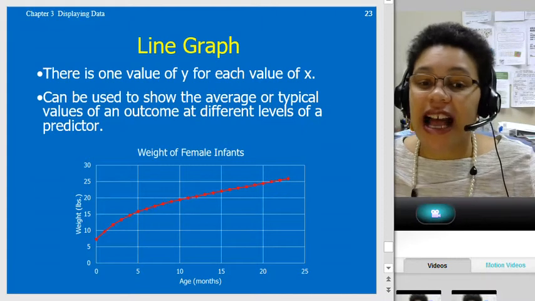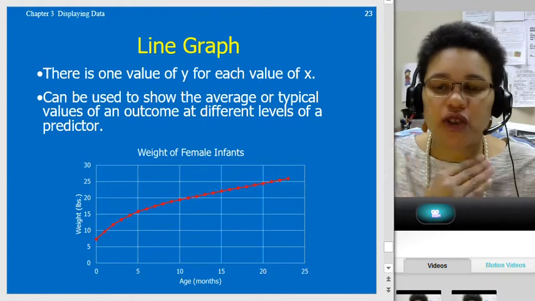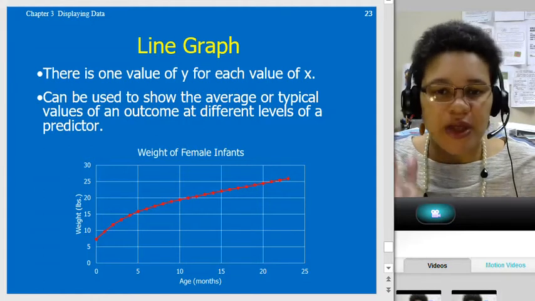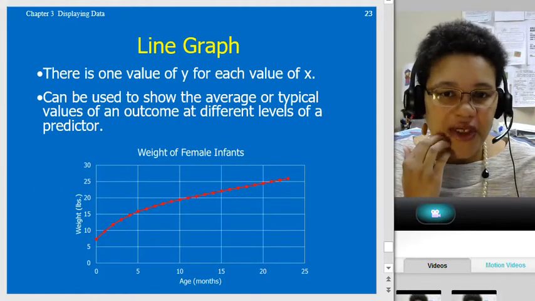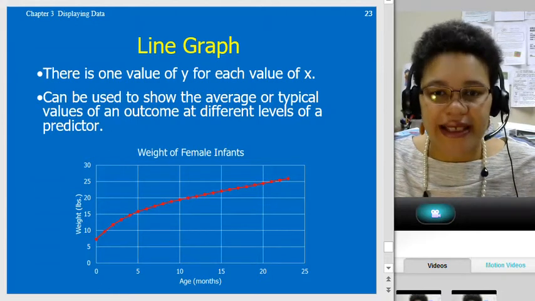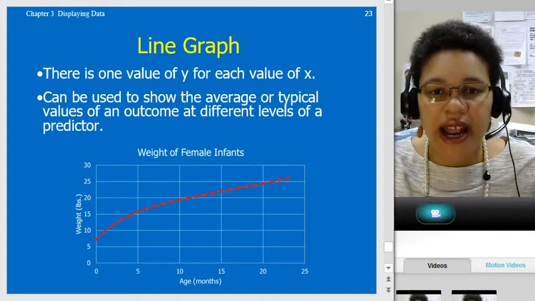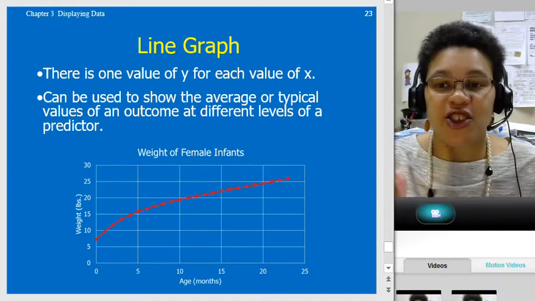Now, for a line graph, and we see line graphs all the time, right? They're all over the news, in the paper, that kind of thing. For a line graph, there's one value of y for each value of x, and it can be used to show the average or typical values of an outcome at different levels of the predictor.